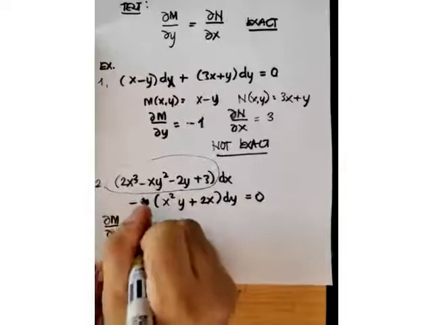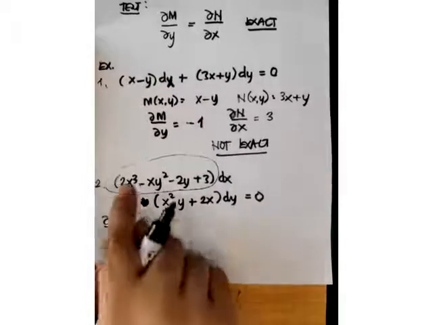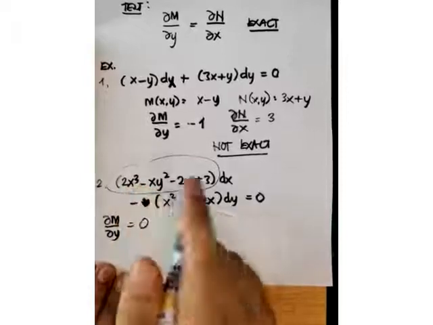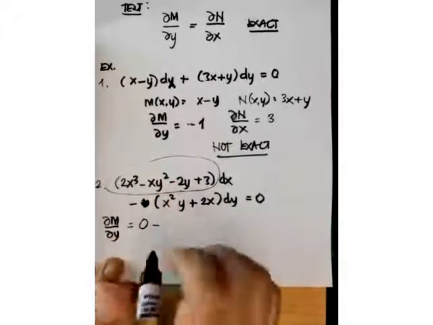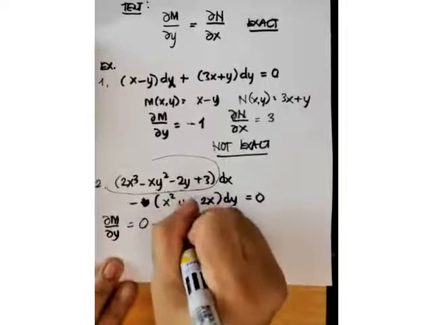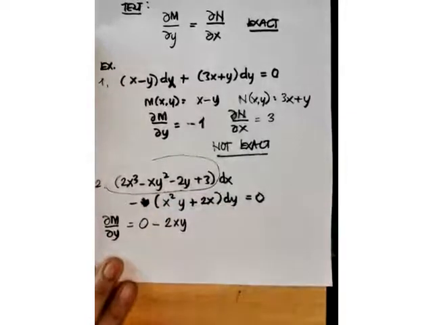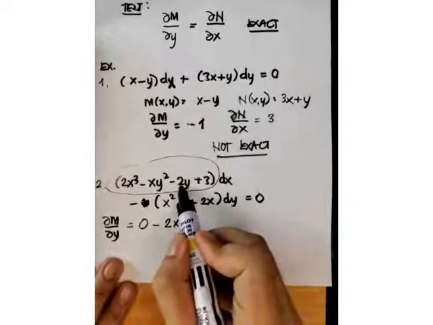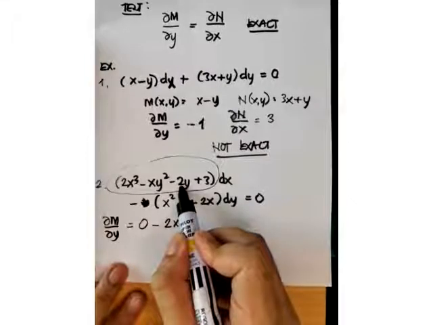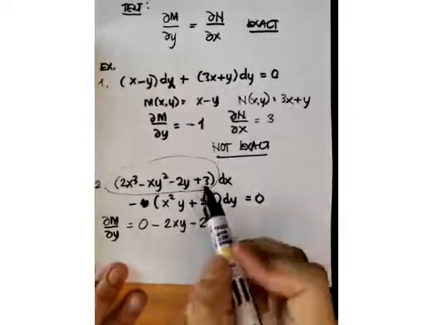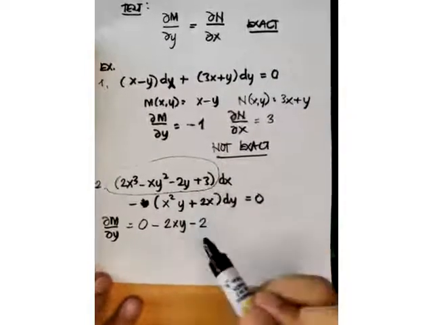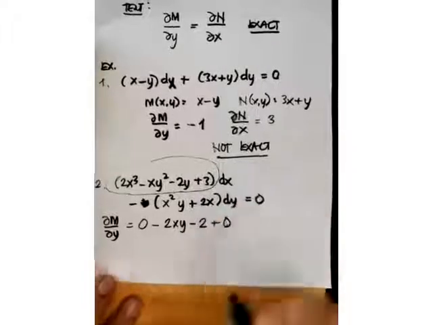Yung derivative niya ay 0, kasi constant siya. A minus, anong derivative ng xy squared? Diniderive lang natin siya in terms of y. So that's equal to 2xy. Okay? Ito naman, diniderive natin siya in terms of y lang din. So that's negative 2. And then derivative of constant, 0. Plus 0.